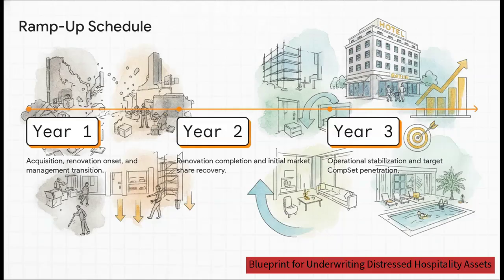You've got the acquisition, the onset of heavy renovations, and a management transition. Honestly, revenues and occupancy will likely drop. Year 2 is about finishing those renovations and starting to claw back your market share. It really isn't until year 3 that you see true operational stabilization and actually hit your target comp set penetration.